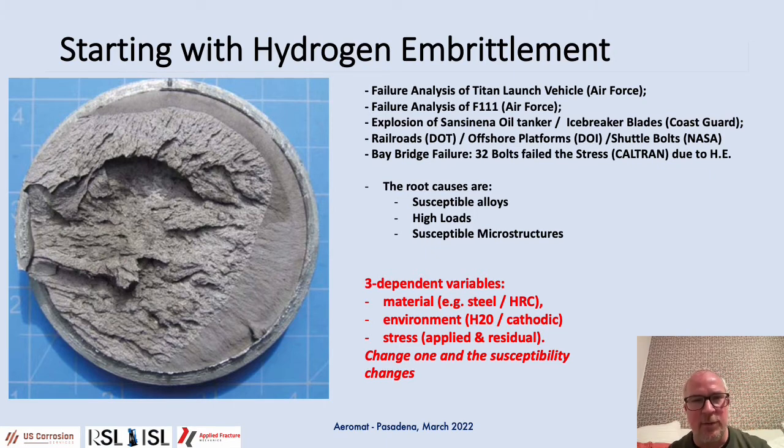Now, ultimately, with all of these, the root cause comes down to three things. You have to have a susceptible alloy, you have to have a high enough load, and a susceptible microstructure. And so really there's three dependent variables that all have an effect. The material, such as the steel along with its hardness, the environment, for example, whether it's in water, whether there's some kind of cathodic voltage or corrosion occurring, and then the stress, which could include both applied and residual stress. And if you change one of these, the others are going to change, and then you need to understand how those are going to affect your materials and how they perform.